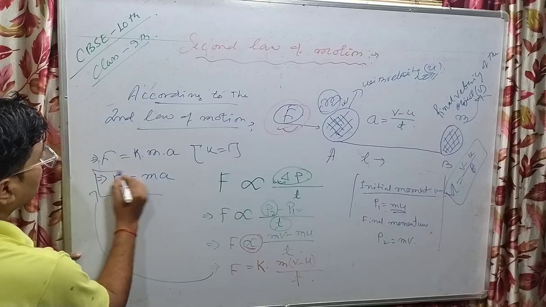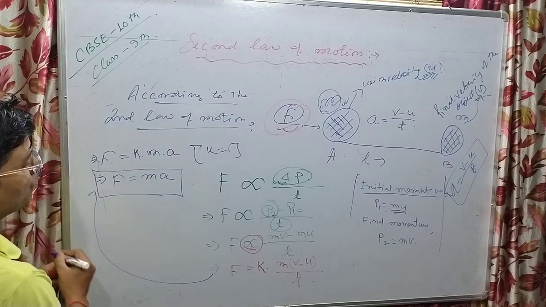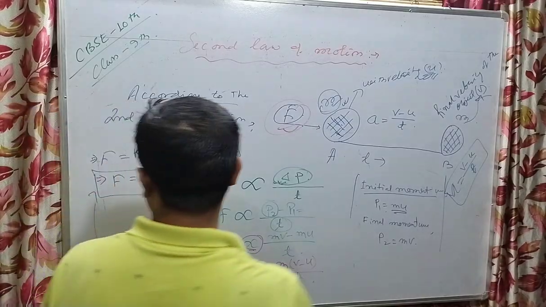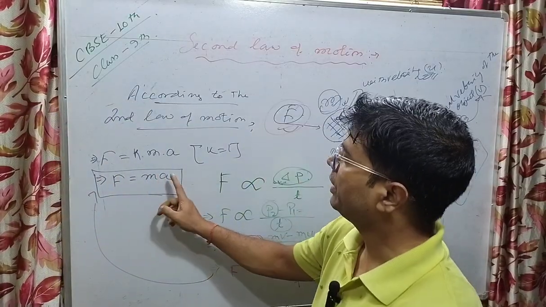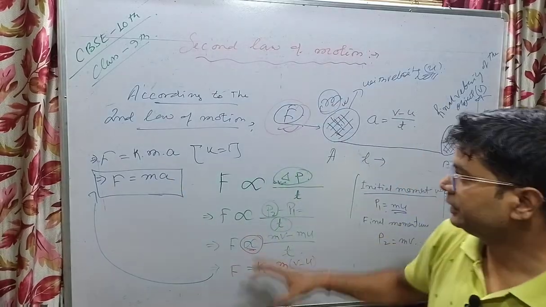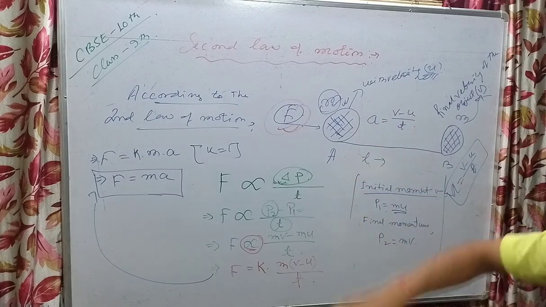This is the second law of motion. The second law of motion is F is equal to ma. Clear, students? This is the proof of the second law of motion.